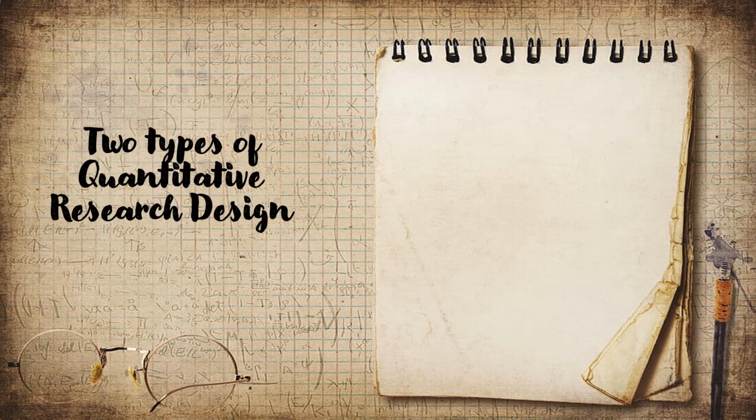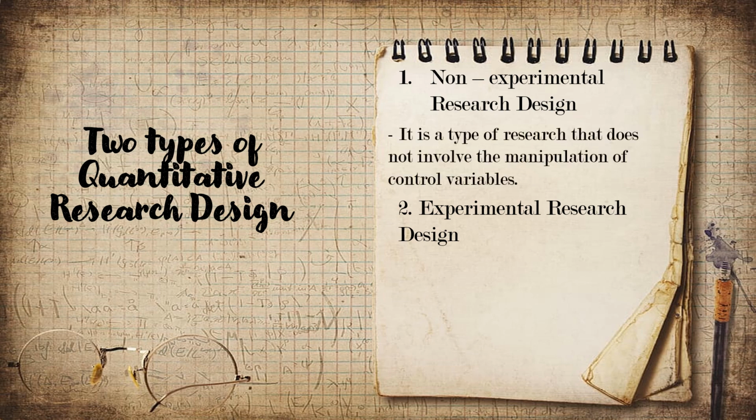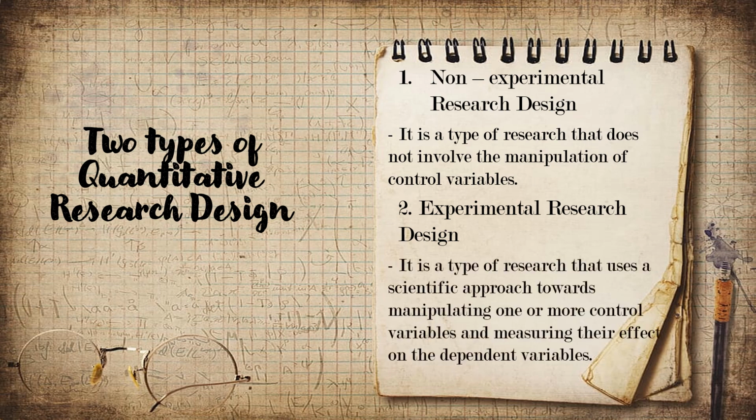Now, we will discuss the two types of quantitative research design. The first one is non-experimental research design, and the other one is the experimental research design. When we say non-experimental research design, it is a type of research that does not involve the manipulation of control variables. While experimental research design is a type of research that uses a scientific approach towards manipulating one or more control variables and measuring their effect on the dependent variables.